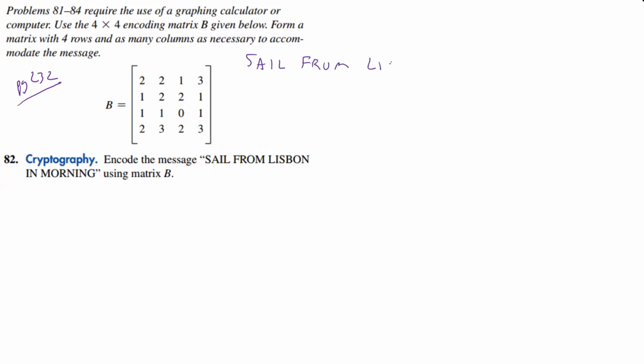from Lisbon in morning. Okay. All right, so I'm just using what we have here. So that's a 19, a 1, a 9, a 12. Now there's a space, so there's a 0.